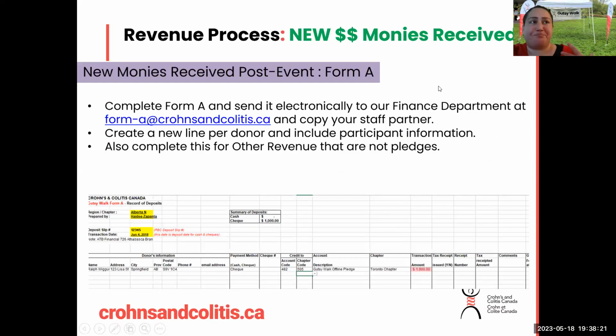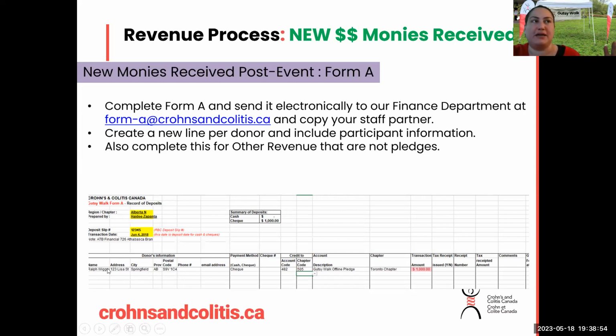When you receive new money that's separate from the event day, the process is a little bit different. For this one, you will need to enter the donor information and the participant information on the Form A. In this case, you are putting it itemized, separately. But we don't expect you to receive so many more donations after the registration is closed.